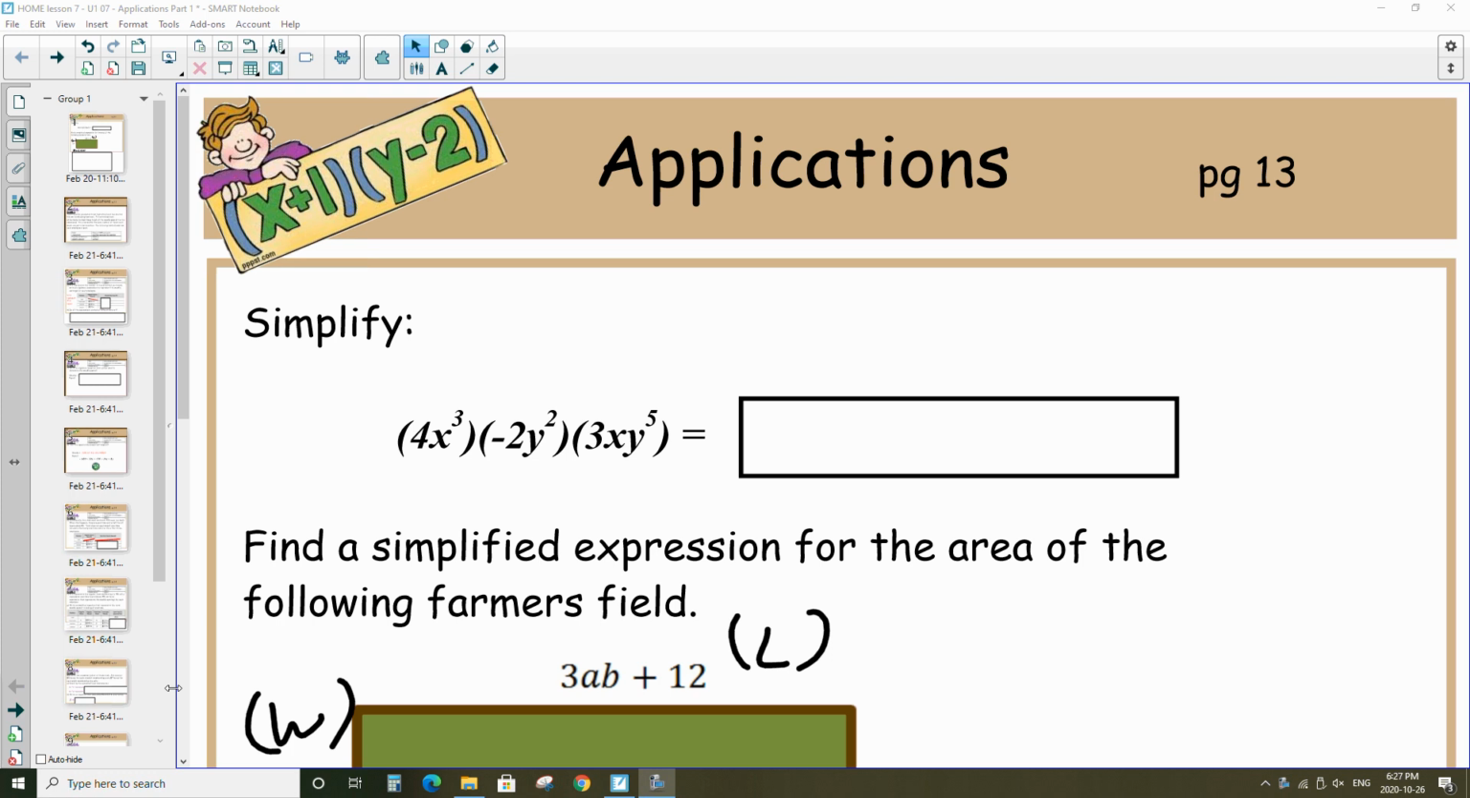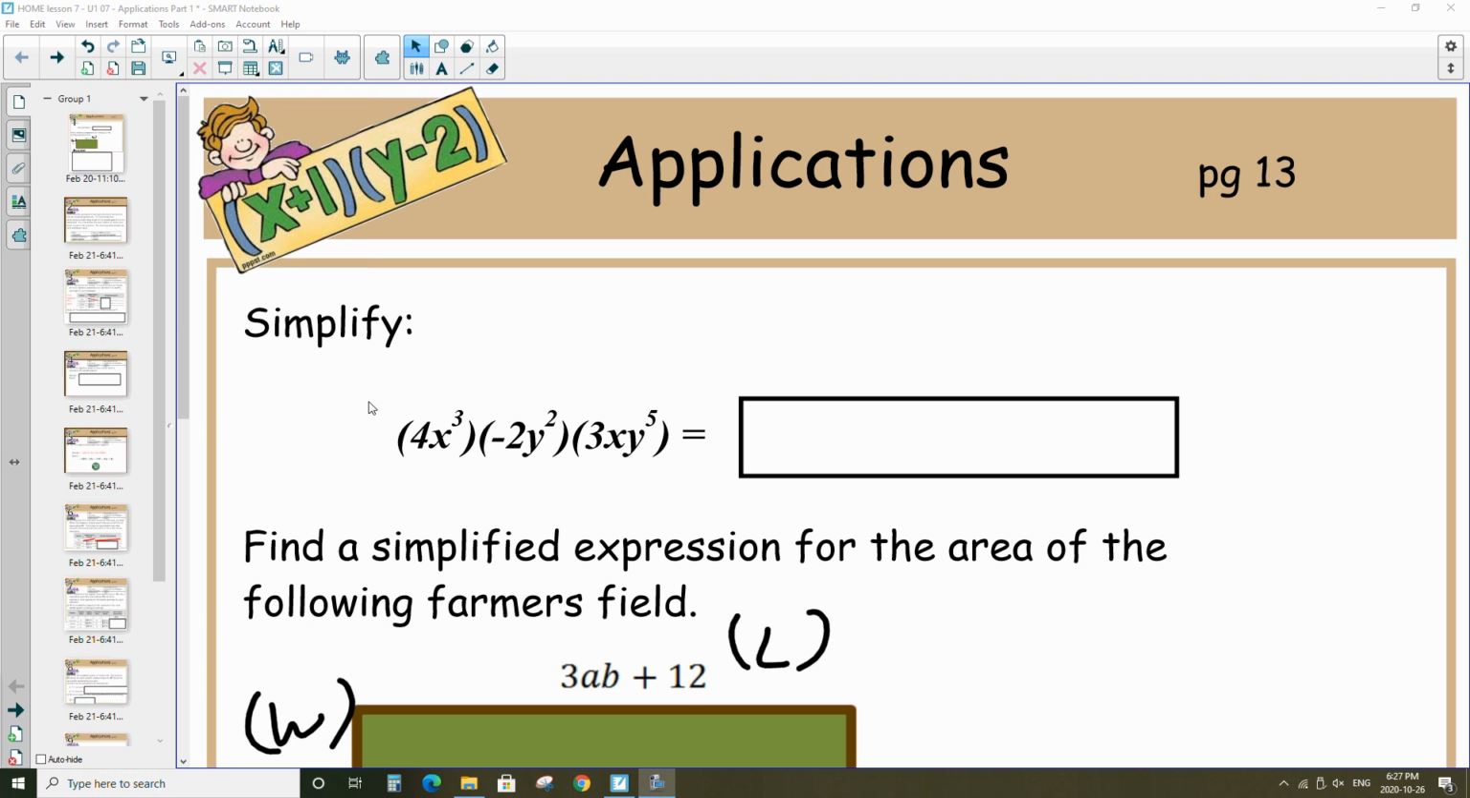Hi everyone, this is lesson 7 for algebra, and this is the application section. So I'm going to do it in 2 parts. I'll do part 1 today, and then part 2 will be in your next lesson. So we are on page 13 in your booklet, and we're covering pages 13, 14, and 15 in this lesson. To start off, there's a little bit of a warm-up.